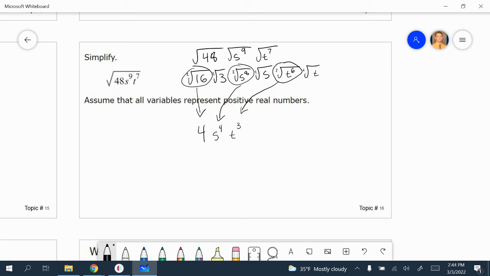So I've done all of those so far. Then everything else I can't really do anything with. So I'm going to put them back under the radical. So that 3, the s, and the t that were left over that we pulled out, those are going to have to stay there. But we were able to simplify part of it at least. So technically this is more simplified.